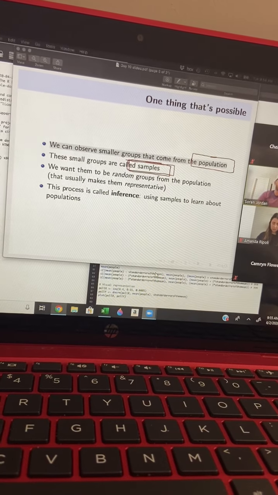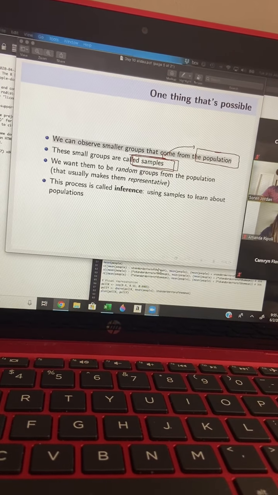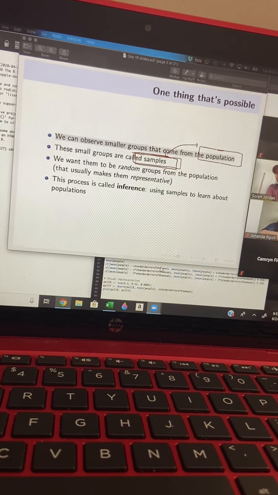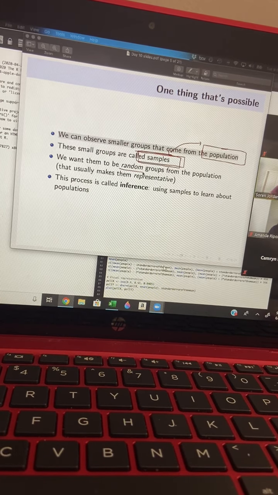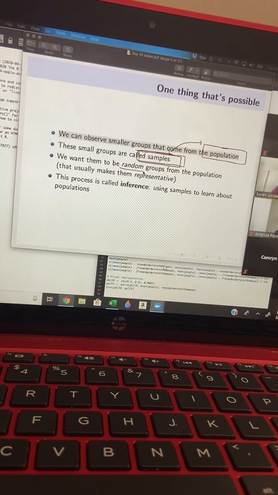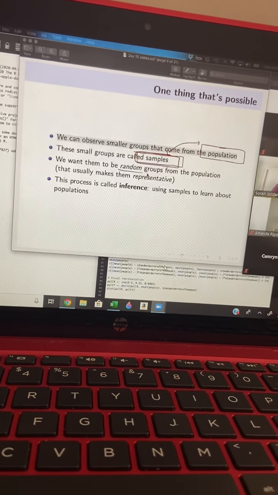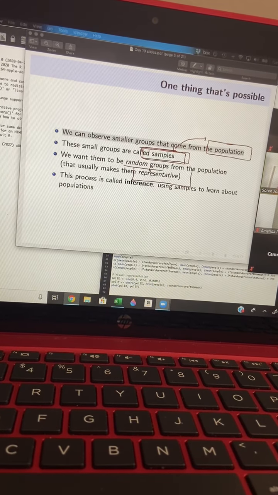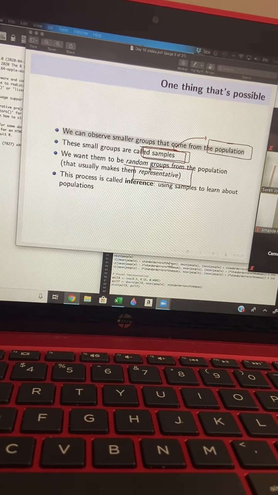I want my samples hopefully to be random sets from the population, which is just fancy for saying everybody has an equal chance of being in my sample, because that makes my sample representative of the population, right? So putting it all together, I can't see the population, which is the ideal group I actually want to test my theory about. I can, however, see these smaller groups, the samples from the population. There are better sets of samples than others. The best ones are random sets of observations from the population. And this general process is called inference, using samples to learn about populations.